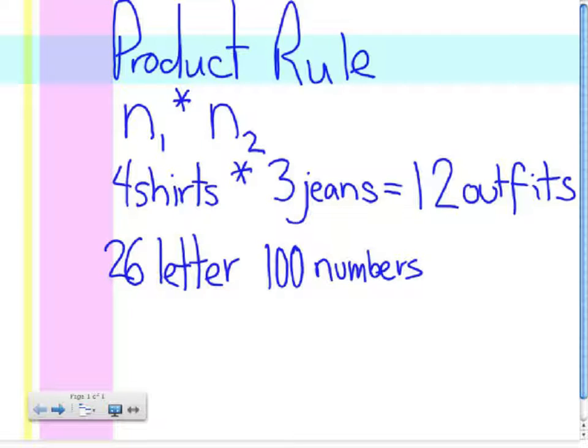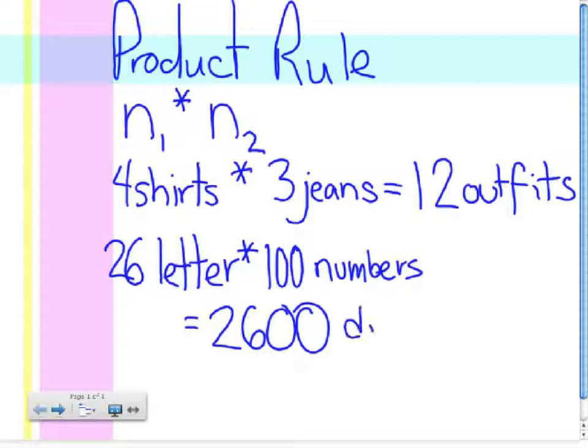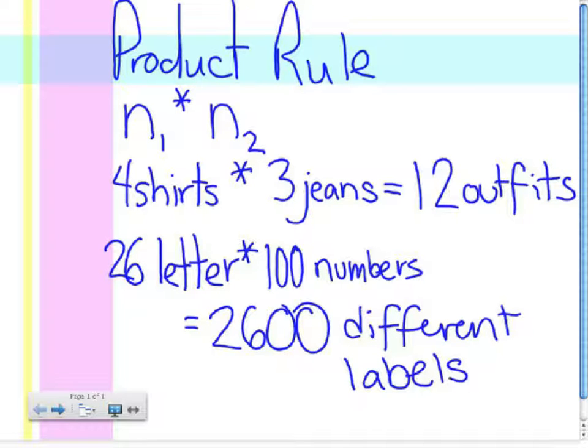And therefore, we can use the product rule to show that the answer is 26 multiplied by 100, or 2,600 different ways that we can label a single chair in this auditorium. And obviously that leaves us with quite a bit of options, and the product rule really helps us out here.